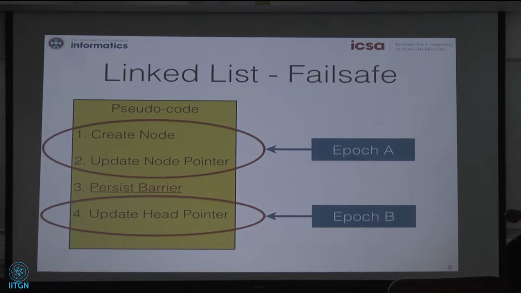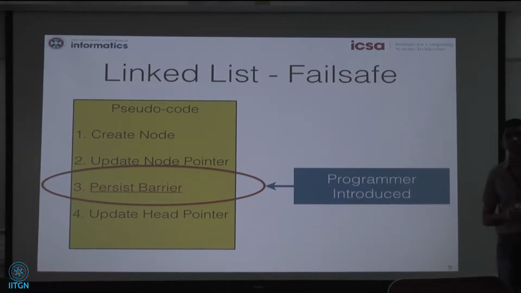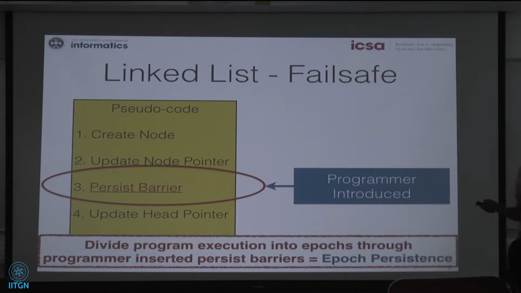And this mechanism of using persist barrier is essentially dividing my program into two parts, which we call epochs, epoch A and epoch B, by using this programmer introduced persist barrier. And this division of program execution into separate epochs is known as epoch persistence. We'll understand this more in the next slide.